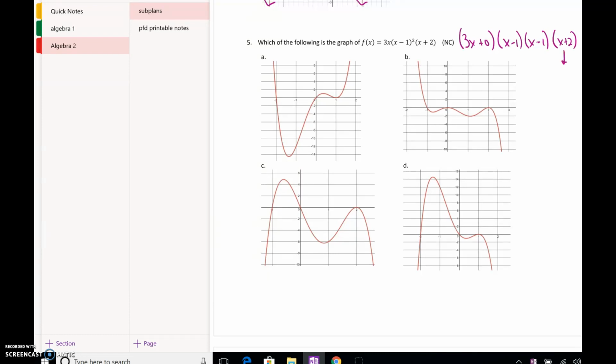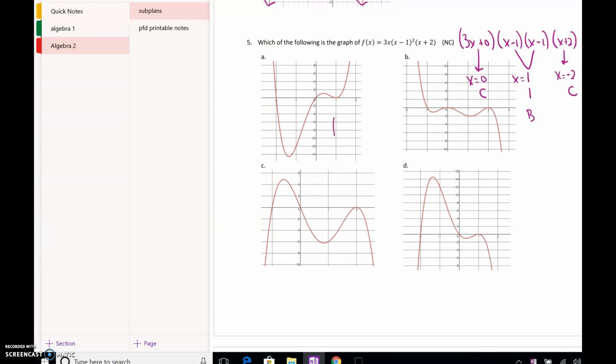You can set these equal to 0, and you're going to see that you have negative 2, you're going to have x equals 1 twice, and then if I set this equal to 0, I would just get 0. The fact that 0 shows up once and negative 2 shows up once means I should have a cross, and the fact that 1 shows up an even number of times means I should have a bounce. So I'm looking for a bounce at 1.